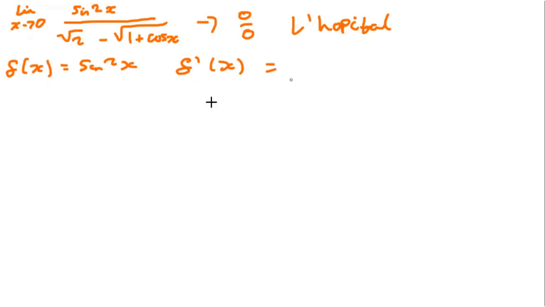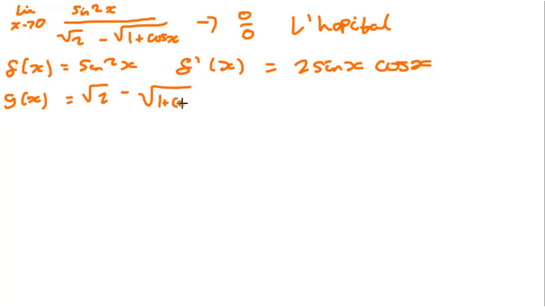We're using the chain rule, so we bring down the power, we get 2 sine x, but then we have to multiply by the derivative of sine x, so that's cosine x. And then for this bottom derivative, we have g of x is equal to root 2 minus the square root of 1 plus cos x. Finding the derivative of this, the root 2 just vanishes because it's just a constant term.